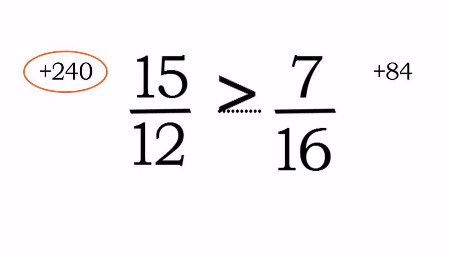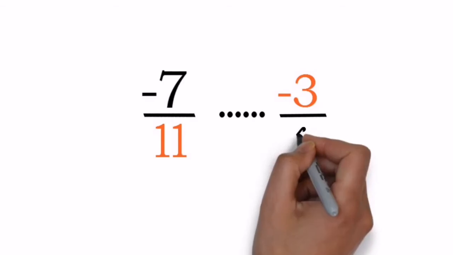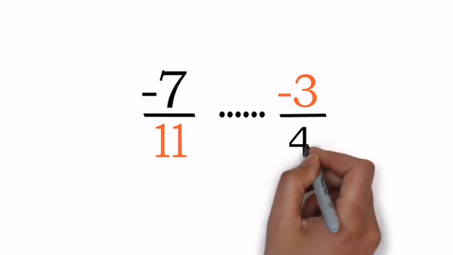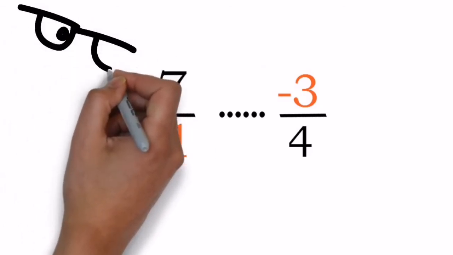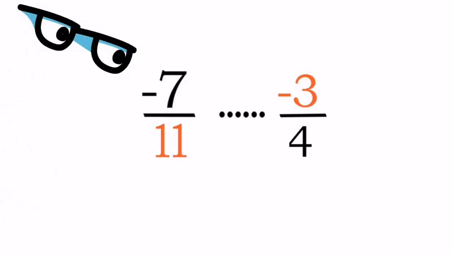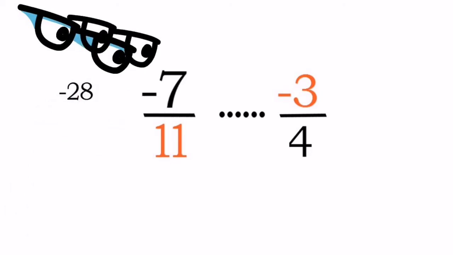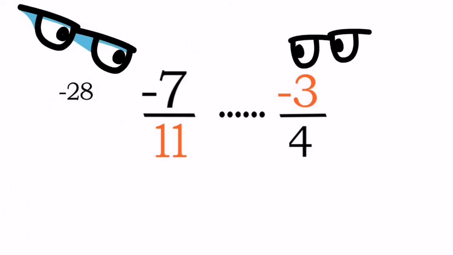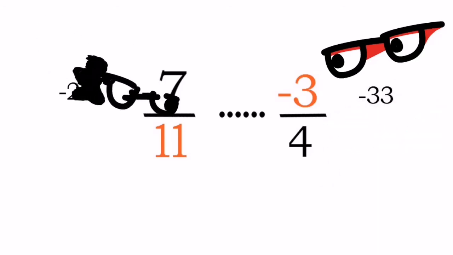Okay, now let's try to understand it with one more example. -7 upon 11 and the second rational number is -3 upon 4. Again, check the denominators. We have to begin with the denominator of the second fraction. So we will multiply 4 and -7. That gives the answer -28. Write it aside to -7. Then check the denominator of the first fraction, that is 11, and the numerator of the second fraction, that is -3, and multiply them. The answer is -33.